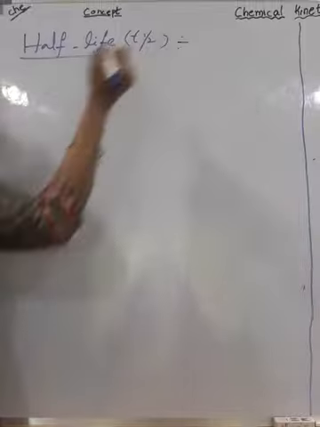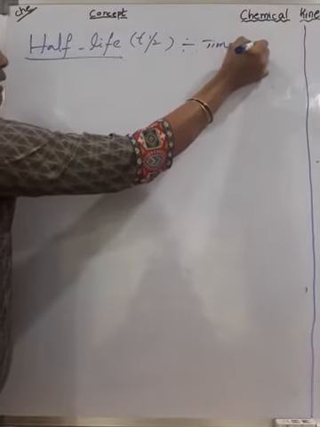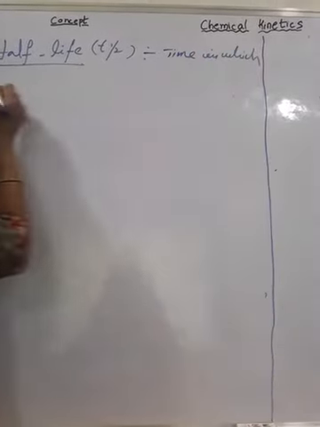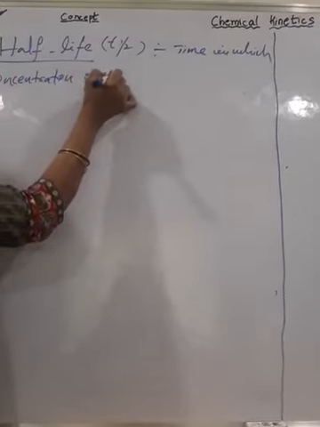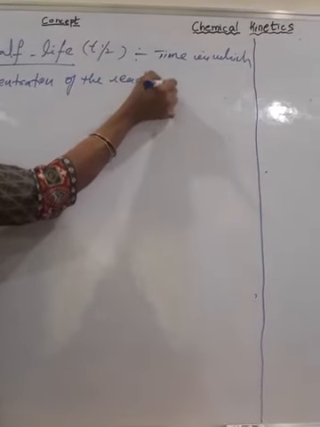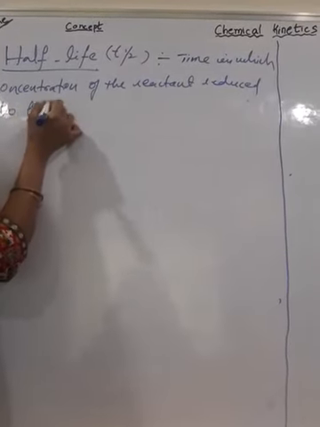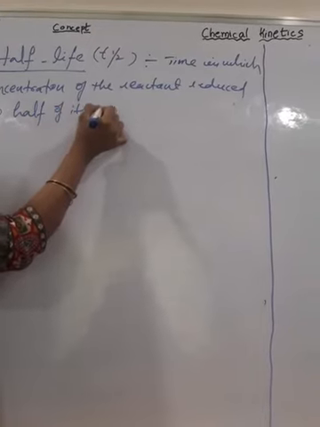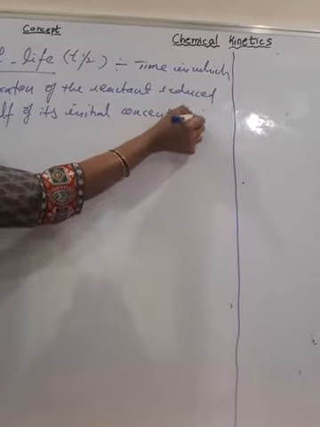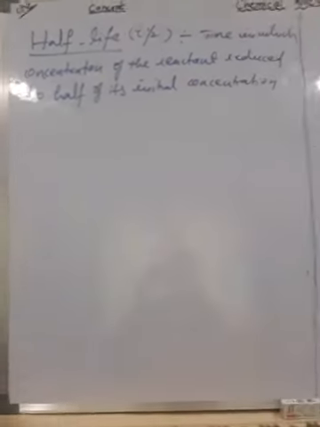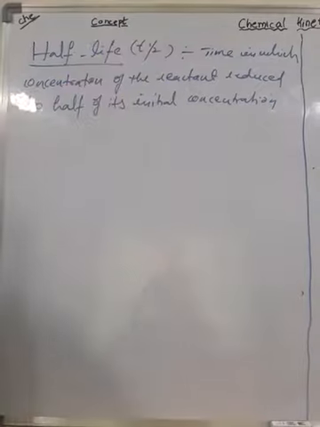So half-life of the reaction is the time in which the concentration of the reactants reduces to half of its initial concentration. So that is half-life, which is indicated with T half.